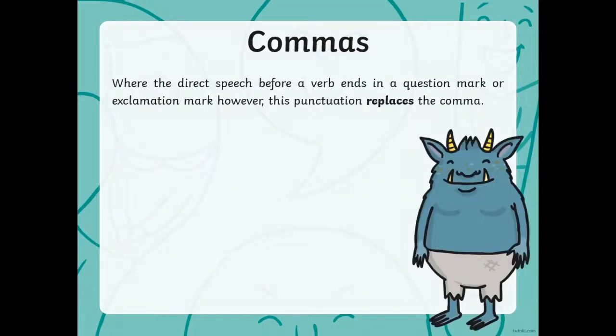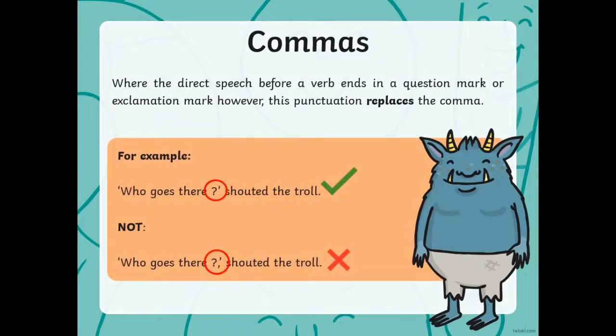Now, whether direct speech before the verb ends in a question mark or exclamation mark, however, this punctuation replaces a comma. As I've just said, if it's a question mark, you get rid of the comma. You don't use both of them like this one here.